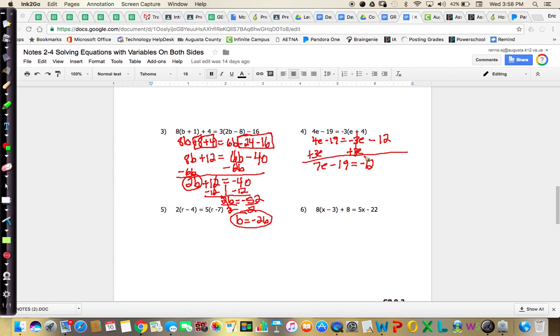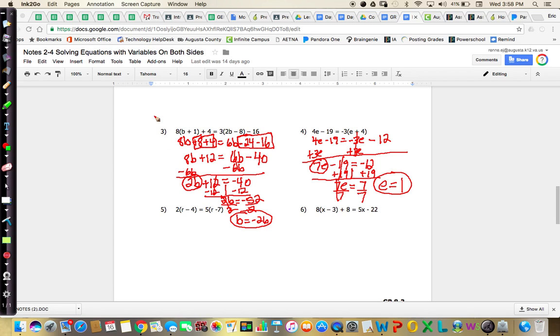Because when I bring down minus 12, I got to remember that it's negative. Circle the variable. And I'm going to do the inverse of subtracting 19, which is adding 19. The 19s, of course, equals 0, so they'll cancel. So 7e equals negative 12 plus 19 is 7. And the opposite of multiplication is division. 7 divided by 7 is a 1 in disguise, so e will equal 1, because 7 divided by 7 is 1.